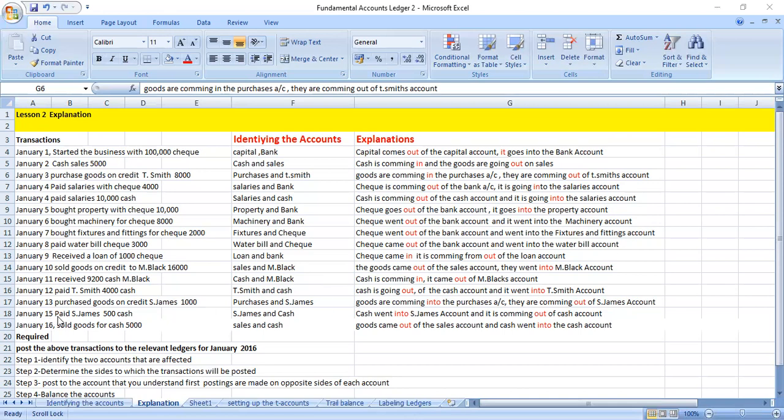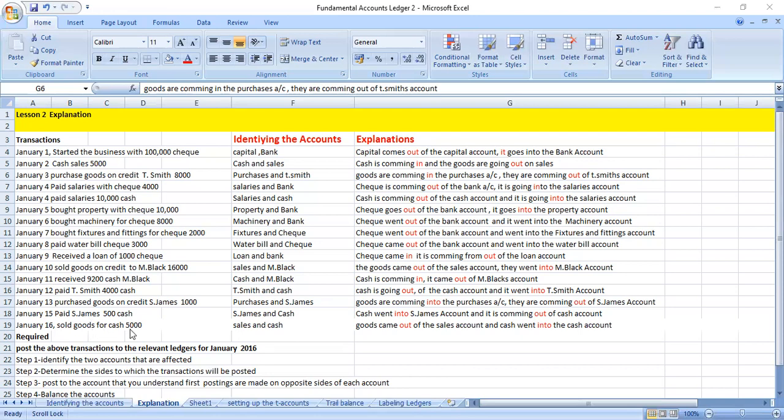For January 15, paid S. James $500 cash, right? Two accounts affected are S. James and cash. So the cash went into S. James account and it is coming out of the cash account because remember, we paid S. James. So the money is coming out of the cash account going into S. James account. The final one is January 16.